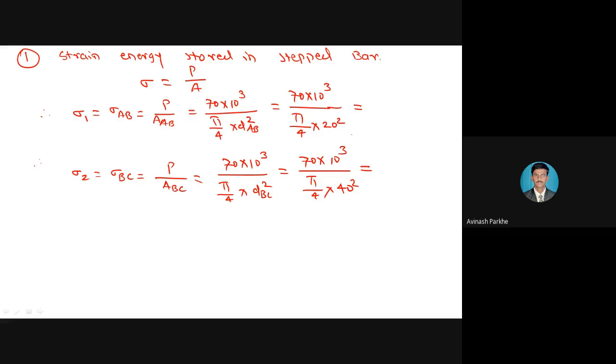Stress is equal to force upon area. Whatever load is applied, it is applied gradually. Therefore, we have taken sigma is equal to P upon A. If the load is applied suddenly, then we will take sigma is equal to 2P upon A. Yes, what will be the stress in section 1 and section 2, or AB or BC?